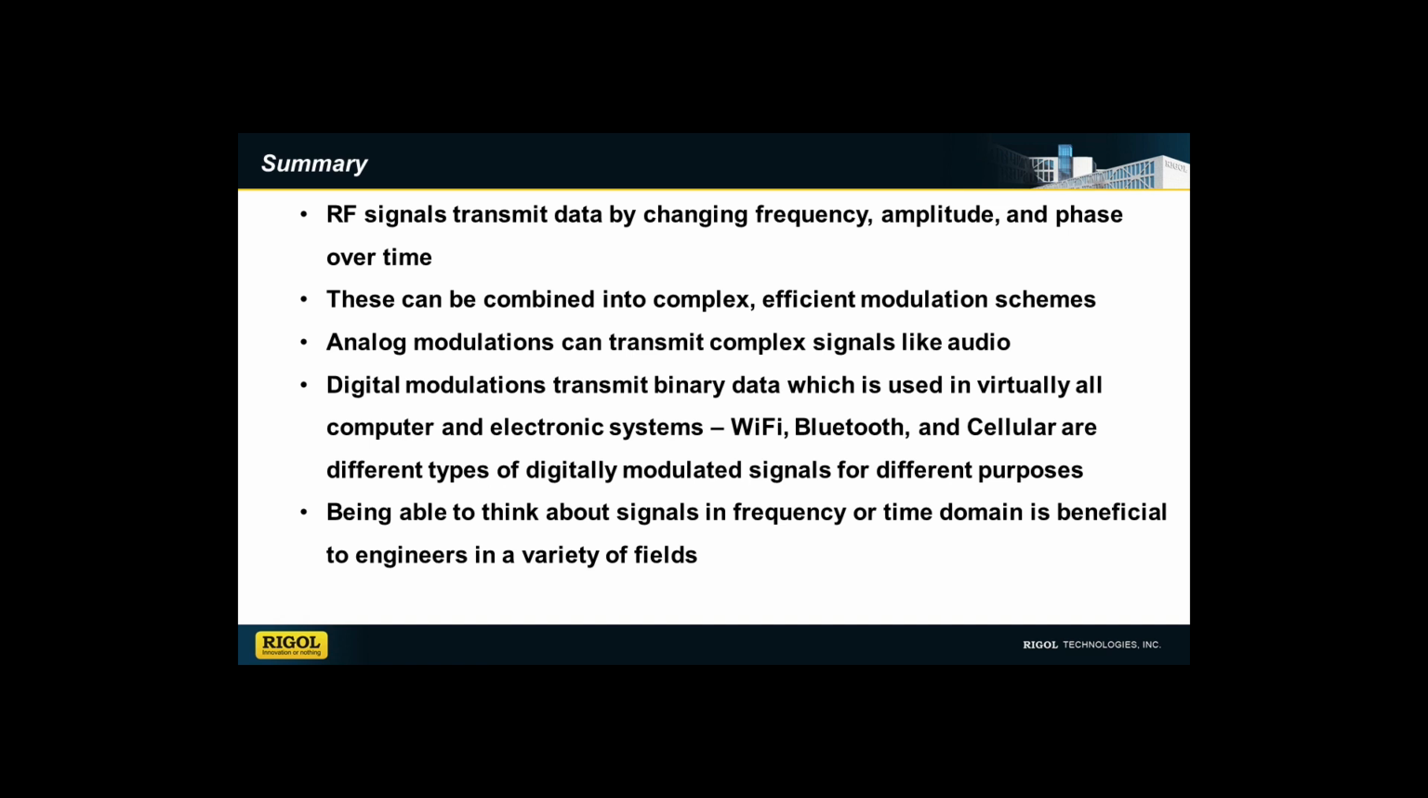So being able to think about these signals in both the frequency domain and the time domain is a great way for engineers to provide value and really insight into their design and their systems when linking RF signals with regular electronic design.